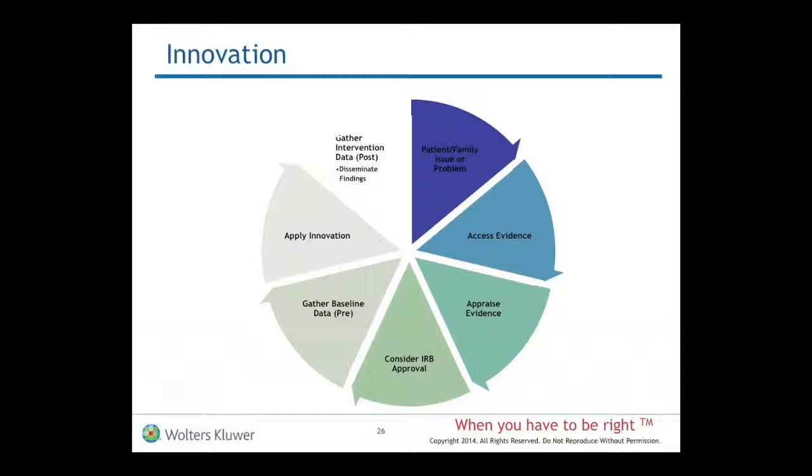So this is the innovation workflow. Patient, issue, family starts it, accessing your evidence, appraising the evidence. You may need to consider IRB approval. Even quality improvement studies may need IRB approval if you're dealing with a vulnerable population. Not the norm, but it could be the case. But clearly with research you would need to get IRB approval. Then gathering your baseline data, apply that innovation, and then test it and gather your post data.